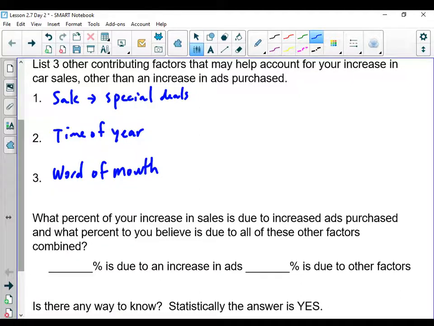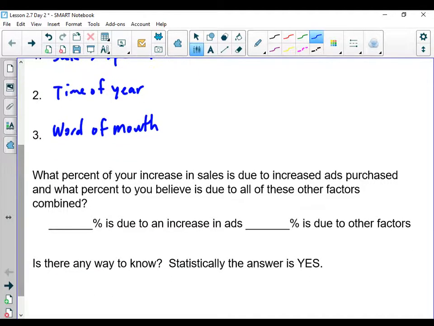So I go to my boss. I've asked for a raise because I think my ads that I've been selling are increasing the car sales. He came up with all these other ideas. He said, all right, well, all these other ideas are really what's increasing the car sales. Let's see if we can put a percentage to what part we think is due to the increase in ads, what part is due to those other factors.